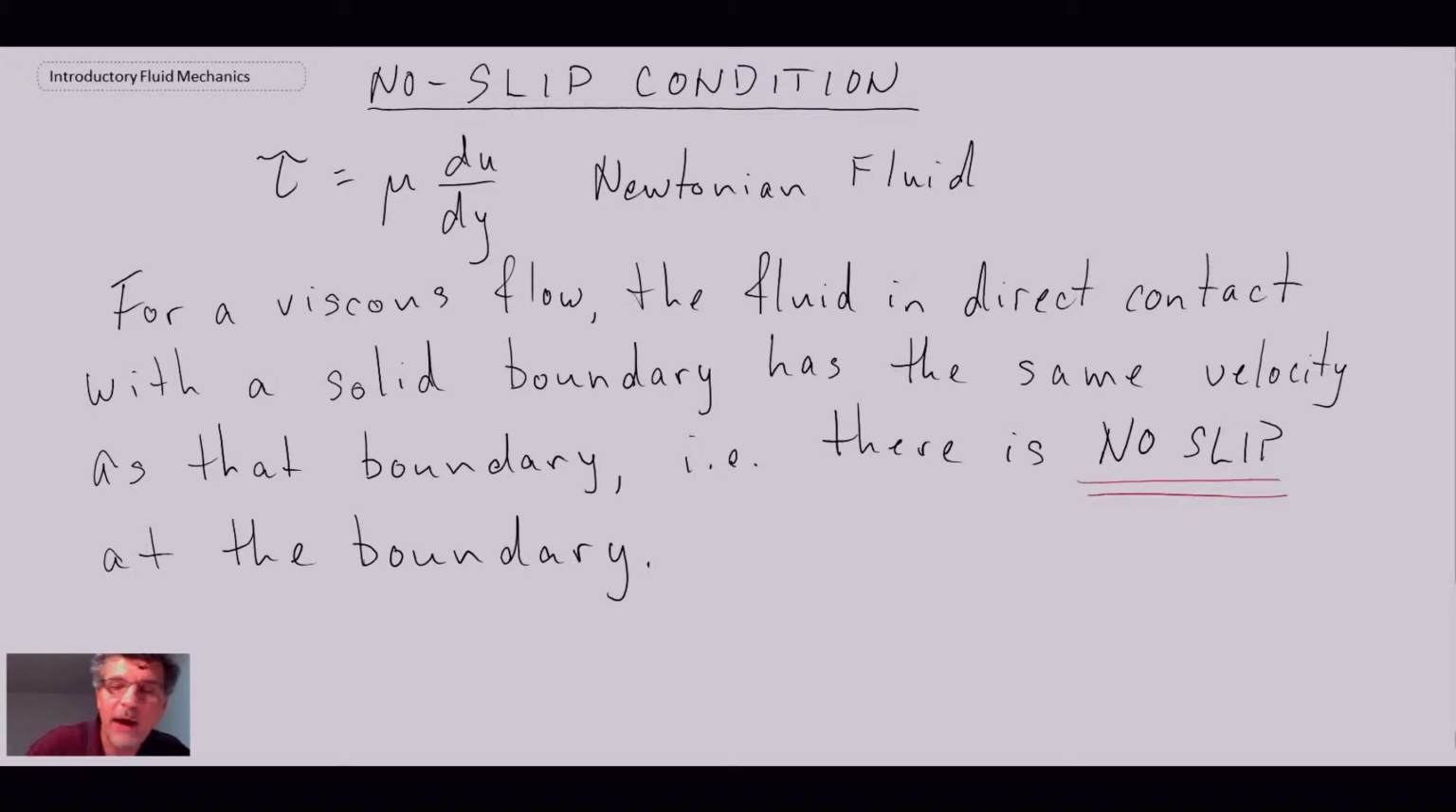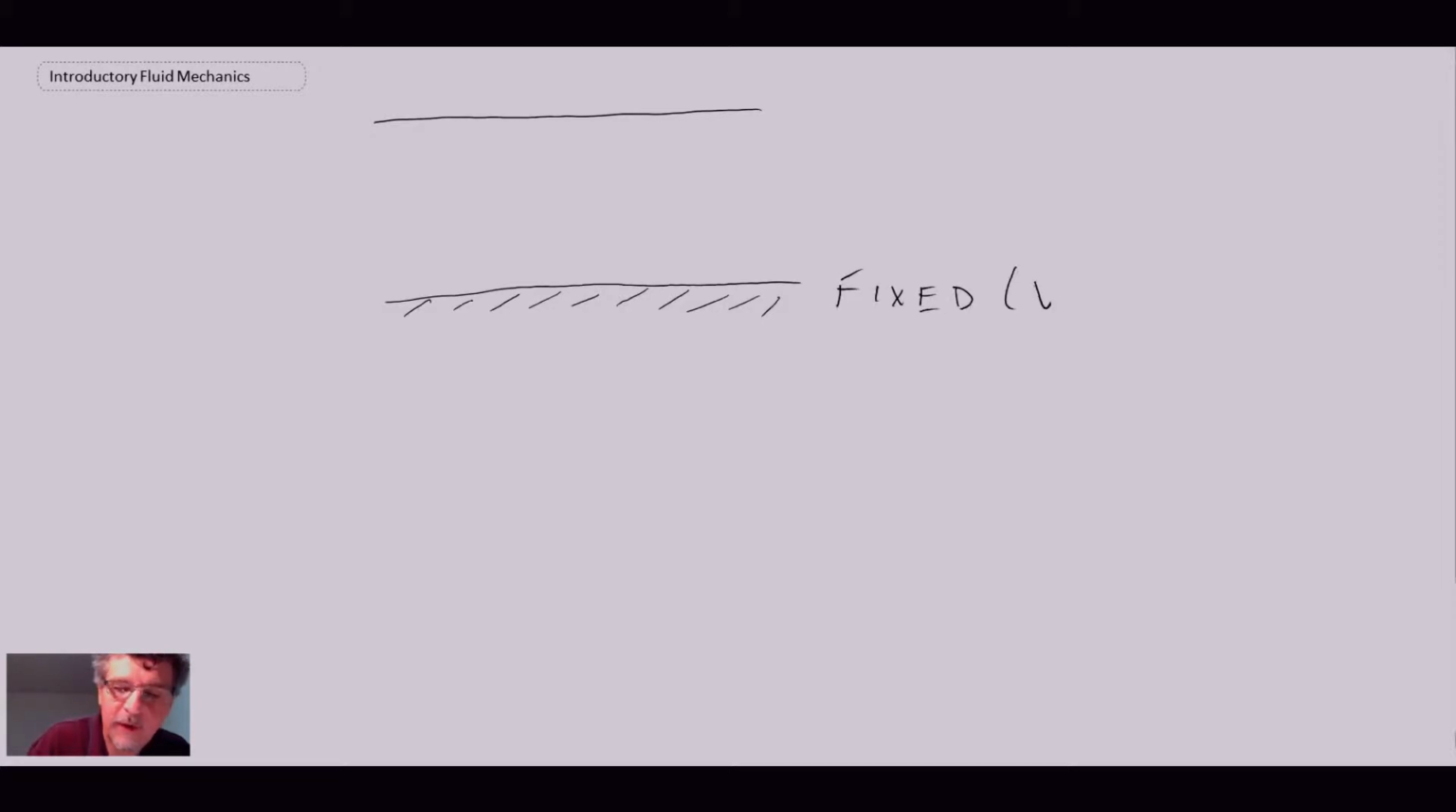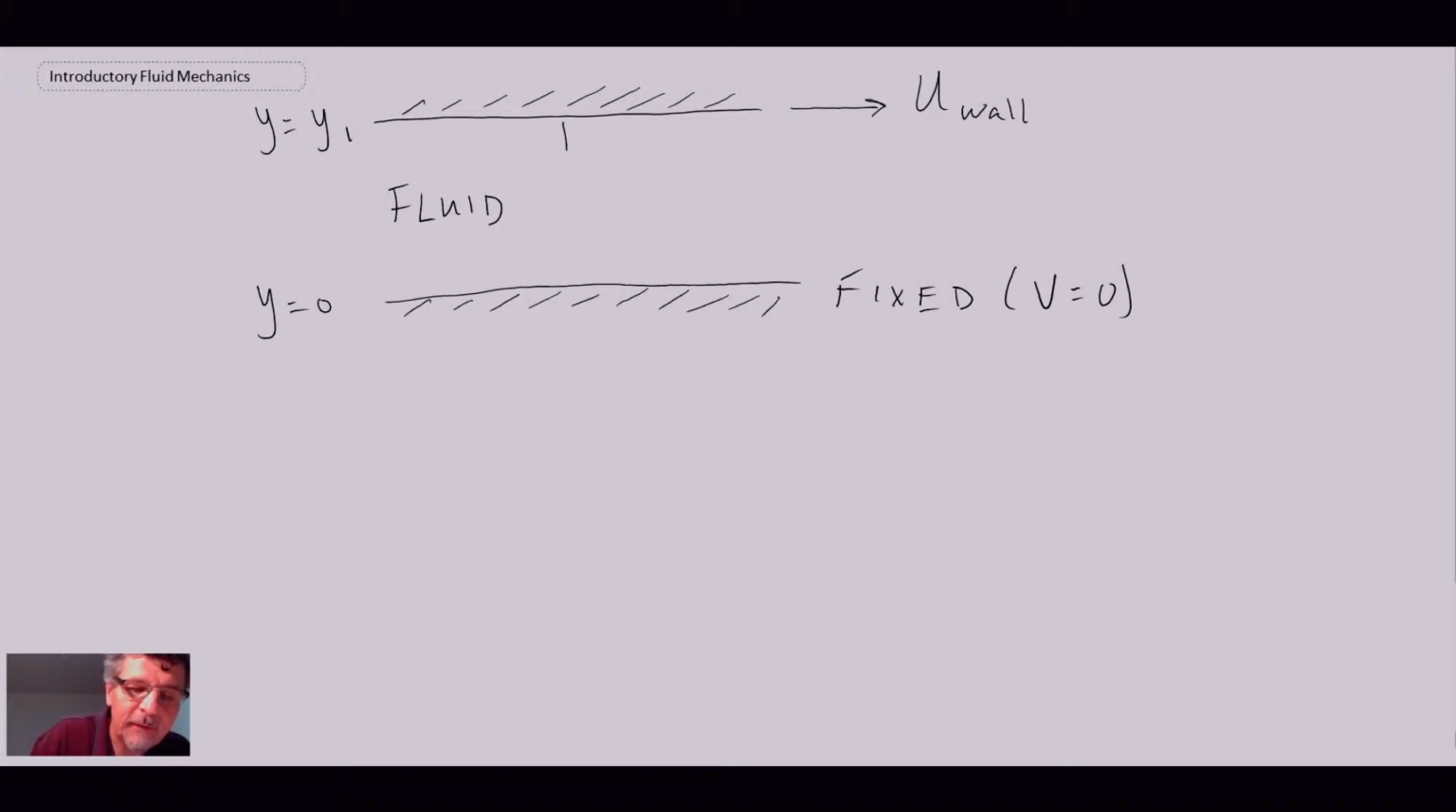So let's take a look schematically at what we're talking about. So imagine we have an upper wall and a lower wall. And for this particular case, we'll say that the lower wall is fixed. And if it's fixed, it's not moving. Consequently, the velocity is equal to zero. And let's imagine that the upper wall is moving. And between these two plates, we have a fluid.